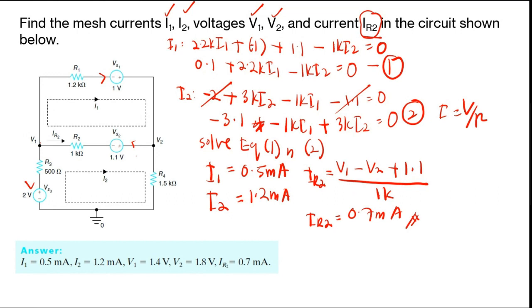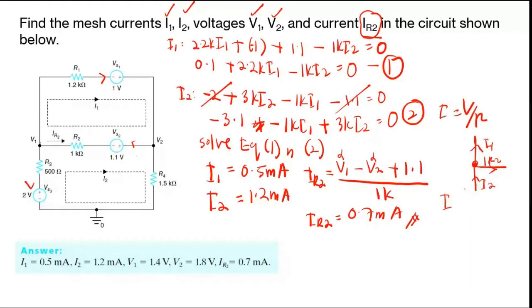And then after that, you can find the value for V1. For this one, you don't have any value for V1 and V2, right? So for IR2, it's easy if you use the current directions. Okay, let's say your IR2 is here, and here obviously this is I1, and here obviously this is I2. So you know that the direction of current for IR2 is here.